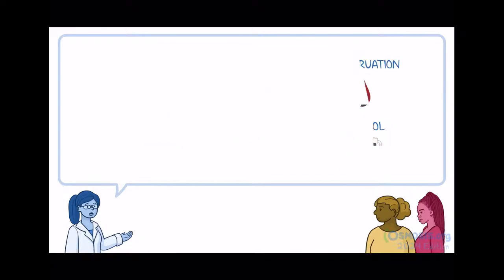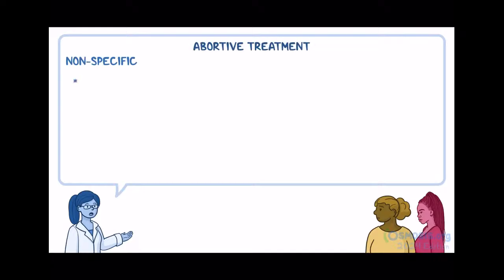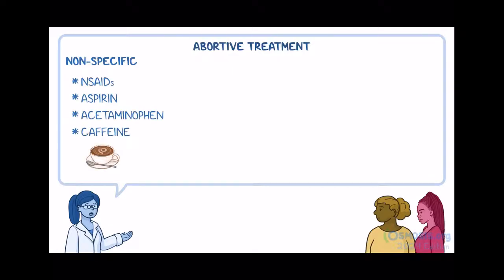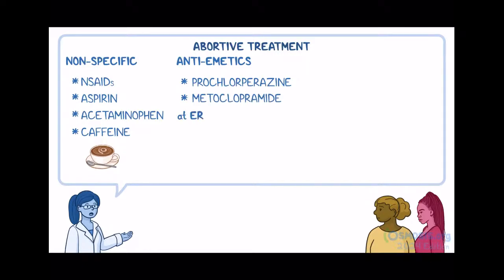As far as medical therapy goes, there are various pharmacological options for abortive migraine treatment. Non-specific medications include NSAIDs, aspirin, acetaminophen, caffeine, as well as antiemetics like prochlorperazine and metoclopramide. In the emergency room, a popular NSAID to give is ketorolac because you can administer it intravenously.